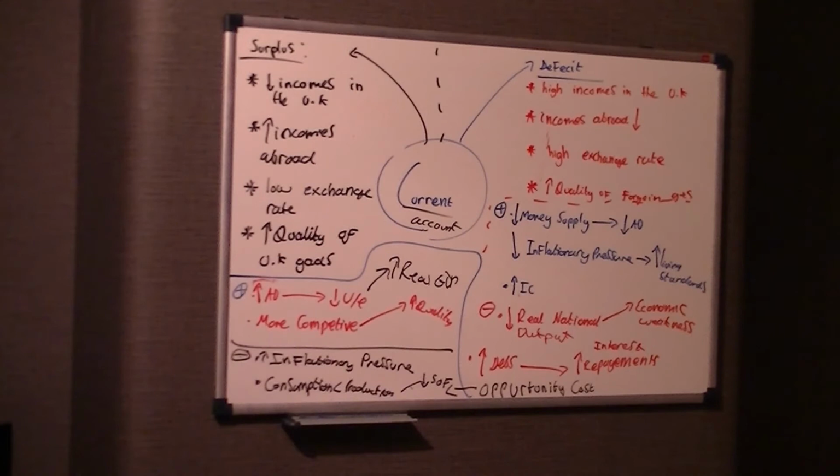Now, the first two, protectionism and supply side policy, are to do with expenditure switching. So basically, switching expenditure away from imports. With supply side policies, you're switching it from imports to domestic goods, and with protectionism, you're switching it from imports to whatever you produce domestically.